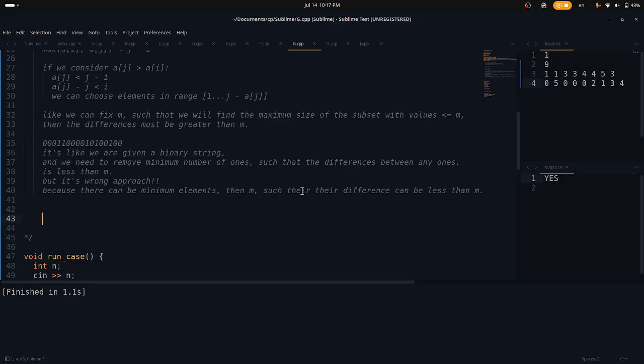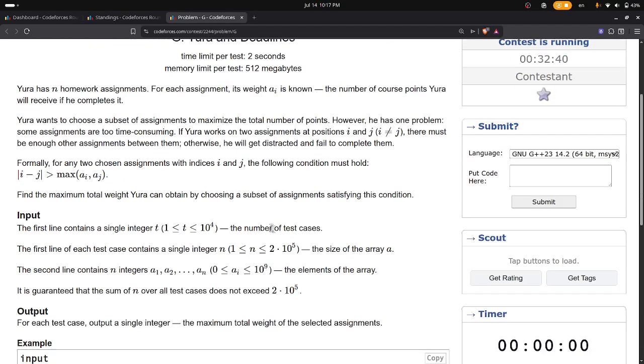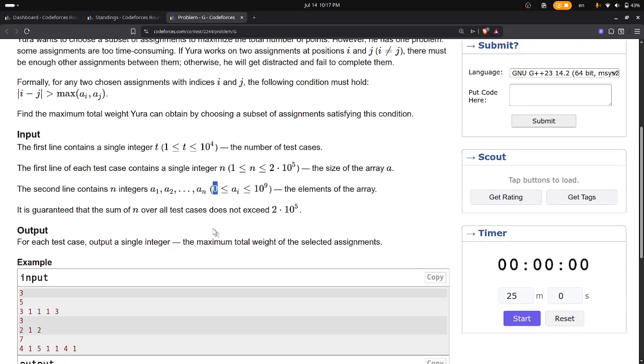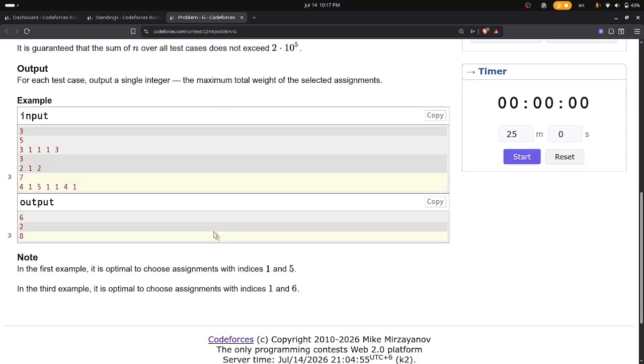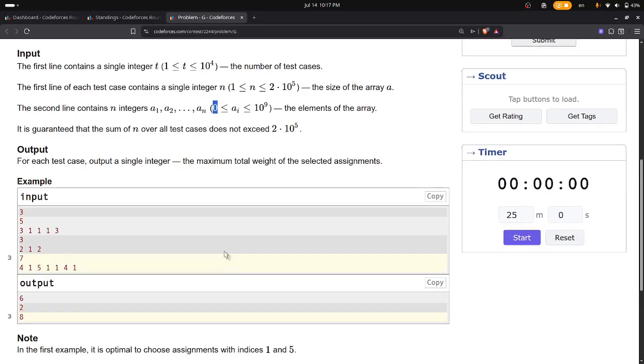I think I need to change my approach, probably. I think it's like a DP problem. The values which are greater than n are pointless, right? And all the values which are 0 are also pointless because we do not need to take them at all. And the values which are greater than n are basically n minus 1, because the difference between n and 1 is n minus 1.